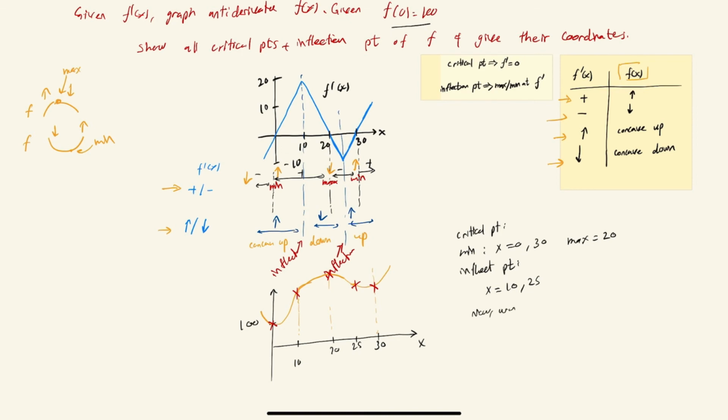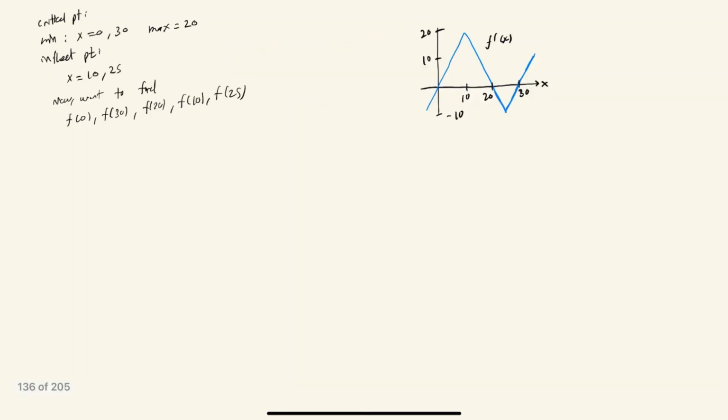Here, we want to find f of x at the critical points and the inflection points, that is f of 0, f of 30, f of 20, f of 10, and then f of 25. Here, again, these are the critical points and the inflection points, and this is the graph of f prime of x. I'm going to arrange these values, the critical points and inflection points. This is important in the following step. So, I'm going to start at f of 0, and then f of 10, f of 20, and then f of 25, and then f of 30.